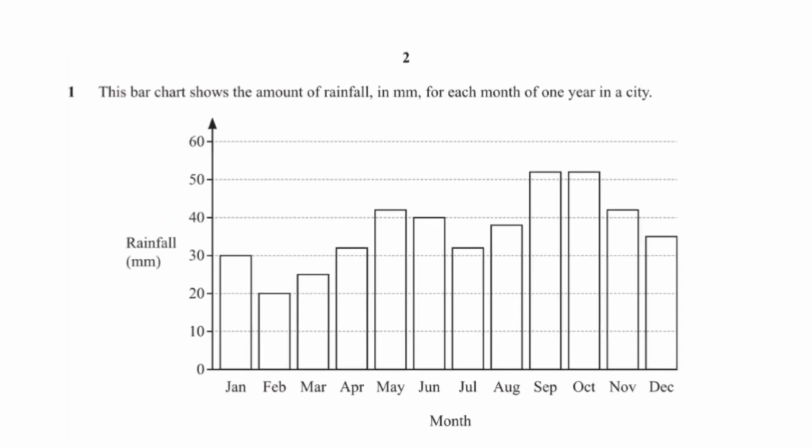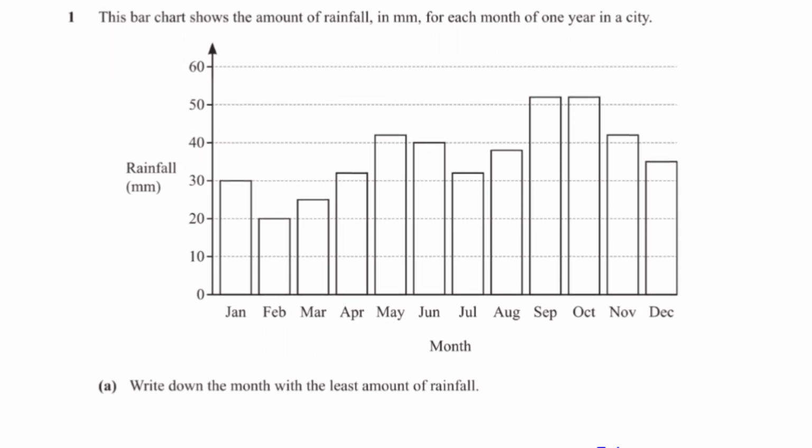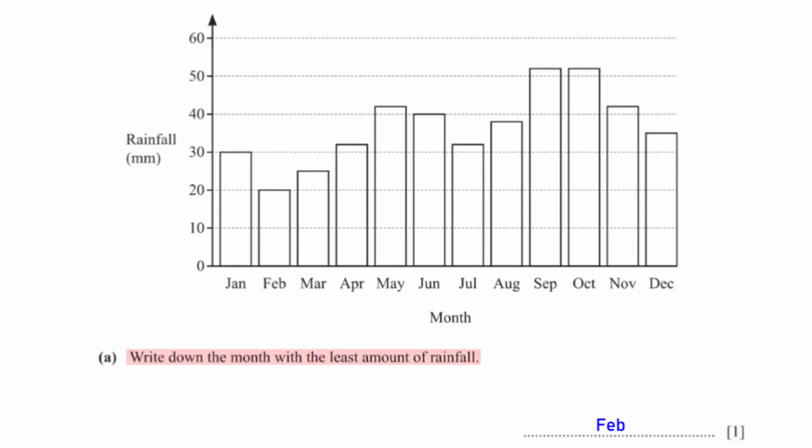This bar chart shows the amount of rainfall in millimeters for each month of 1 year in a city. Write down the month with the least amount of rainfall. The month with the least amount of rainfall is the month that has the lowest height on the bar graph, and that is February.